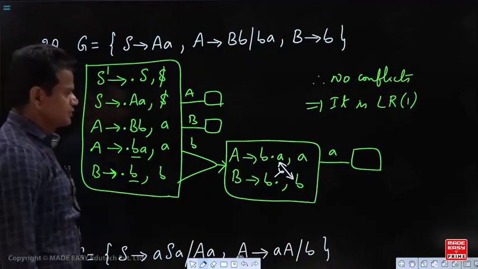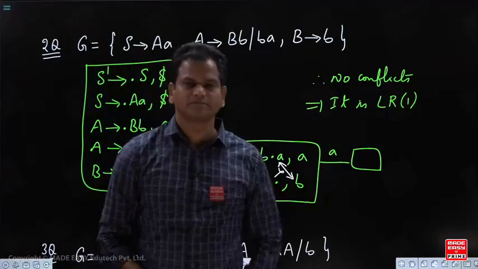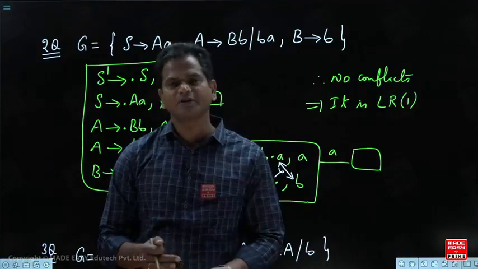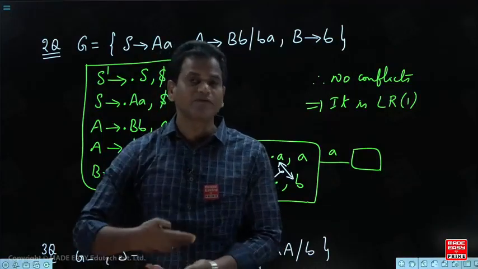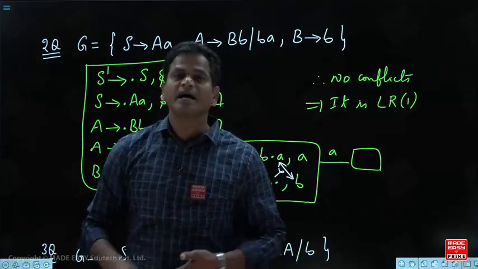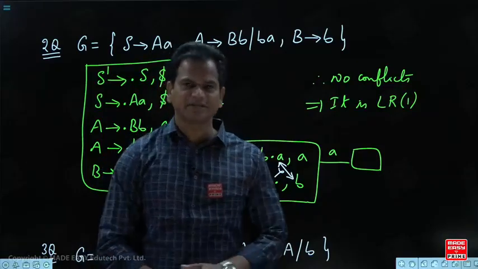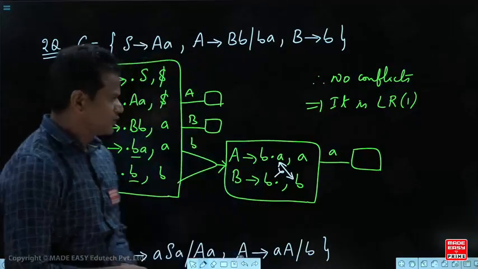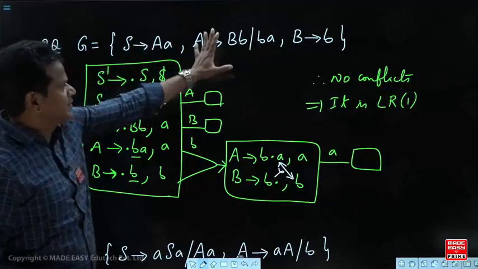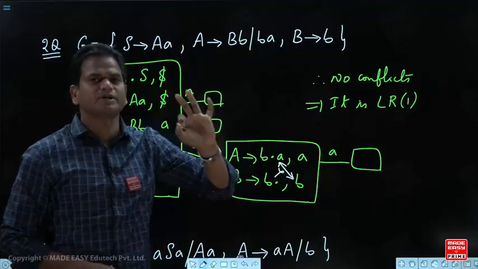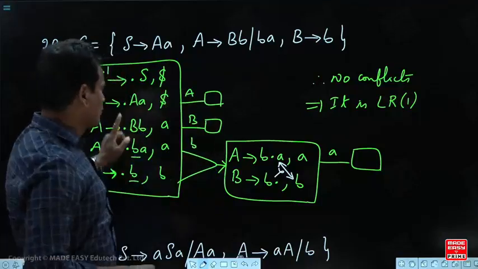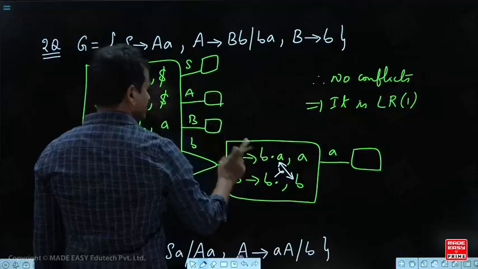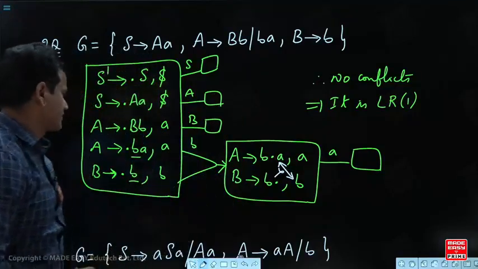The question they can ask you: consider the following grammar, how many states will be there in CLR(1)? The number of states or number of LR(1) items, the number of states in CLR(1) parsing. Are you following? Do you understand? They give you the grammar like this. The number of states in the CLR(1) parsing. So 1, 2, 3, 4, 5, 6. Total 6 states.